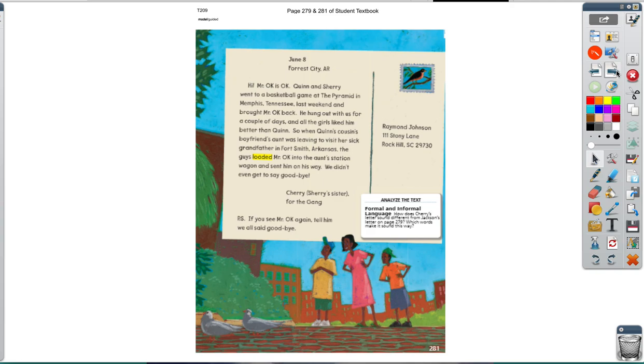Now think about this one where Cherry is talking. Is she formal or informal? Think about how she's describing family members and everything else.